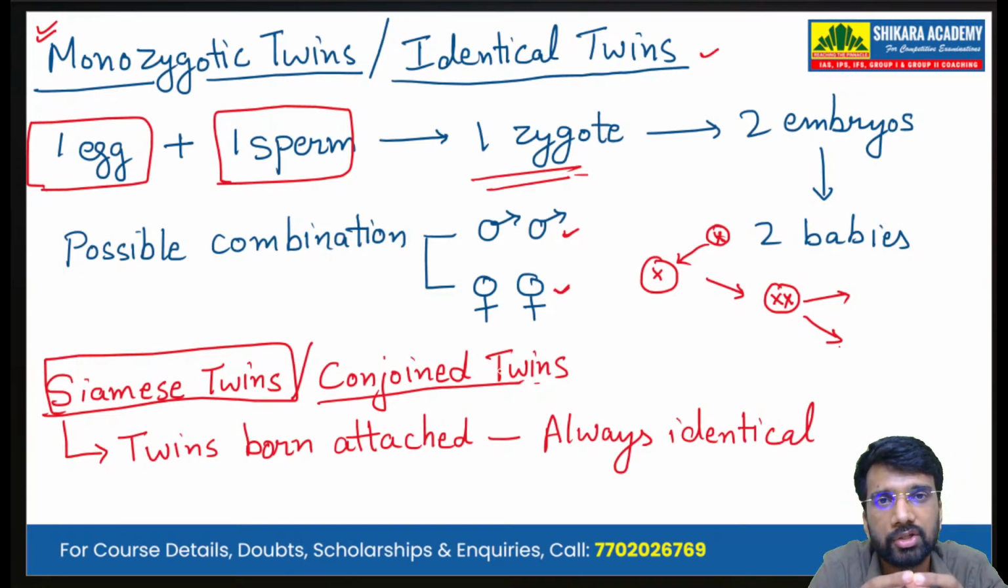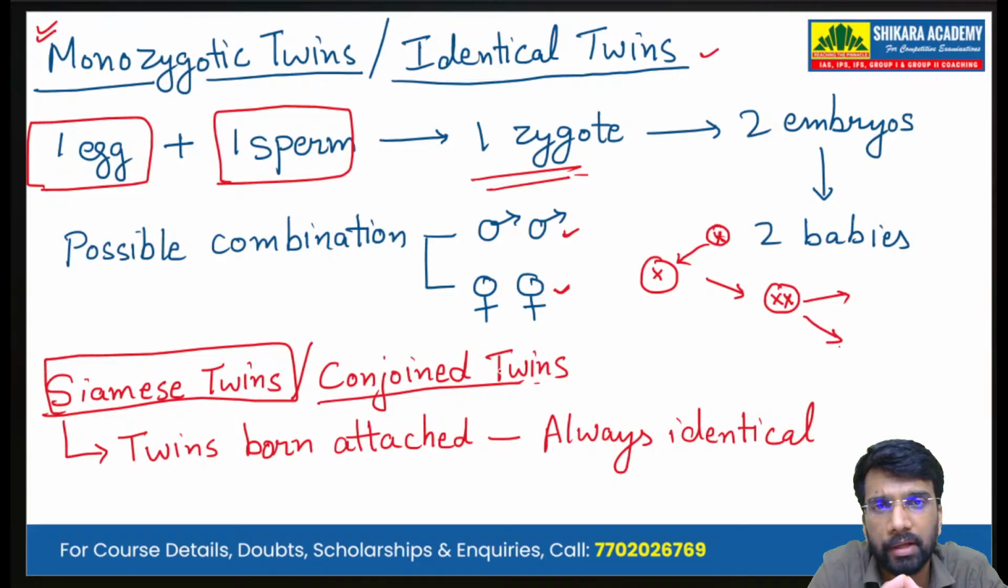Either their heads are attached, or their back is attached, or some part of their body is attached with the other part. This happens because there is no proper separation of the two embryos or the zygote. So the zygote is not effectively getting separated. The zygote has split into two parts, giving us two zygotes.